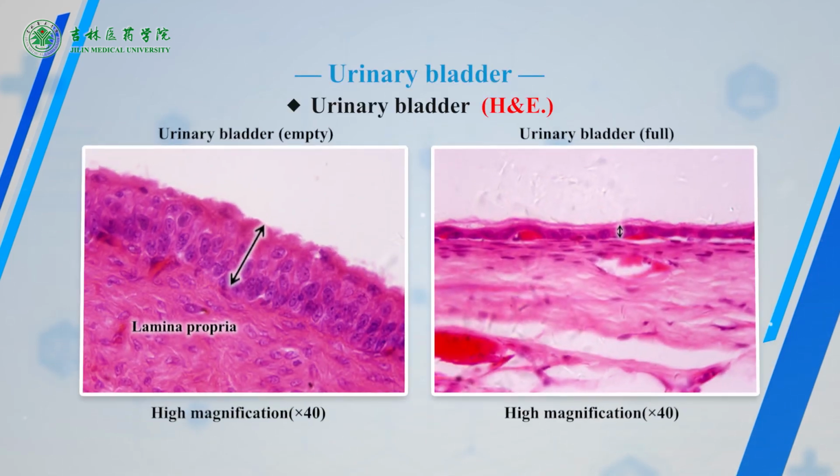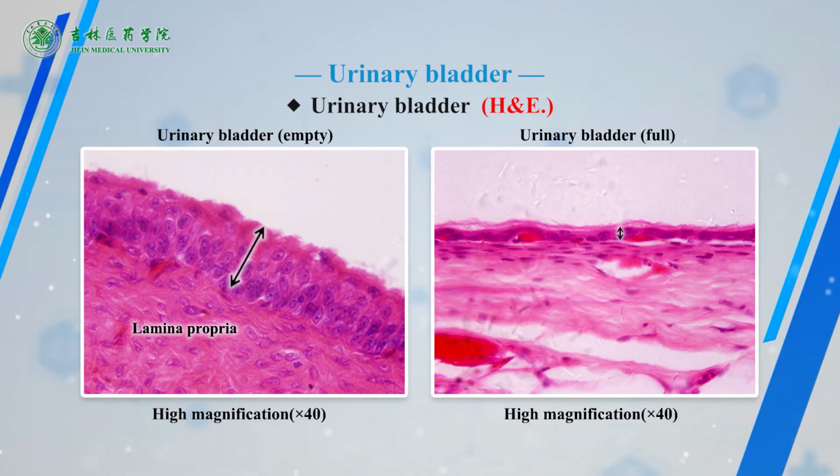The last slide, urinary bladder, obtained from a section of urinary bladder, HE staining. The wall of the bladder is thick. It can also be divided into 3 layers from inside to outside. The inner layer is the mucosa, that consists of transitional epithelium, and the lamina propria contains numerous fibers. The mucosa projects some irregular processes into the cavity, forming folds.